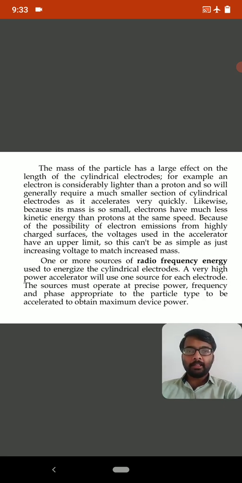For example, an electron is accelerating, means in this accelerating column we are accelerating the electron. Suppose if we are accelerating the electron and its mass is lighter than the proton. An electron is considerably lighter than a proton, which is clearly evident because the mass of the proton is of the order of 1.67 × 10^-27 kg, whereas the mass of the electron is about 9.1 × 10^-31 kg. So the protons are 10^4 times heavier than the electron. That's why an electron is considerably lighter than a proton.